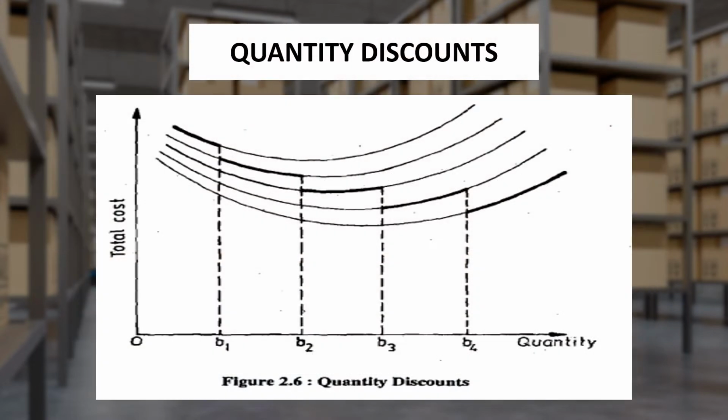This is the figure. I am again taking this figure directly from your book. That is the total cost. On the x-axis we have the quantity and on the y-axis we have the total cost. If the quantity is B1 or less, the cost is more. If the quantity is between B1 and B2, the cost is lowering. If it is between B2 and B3, again the cost is lowering. If you increase the quantity further, it will again lower the total cost. So this is the quantity discount model.